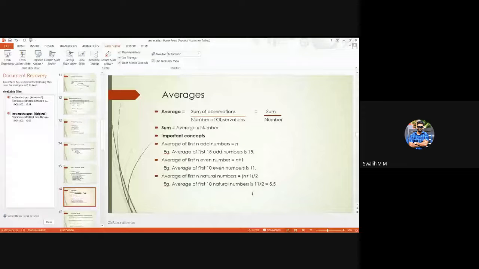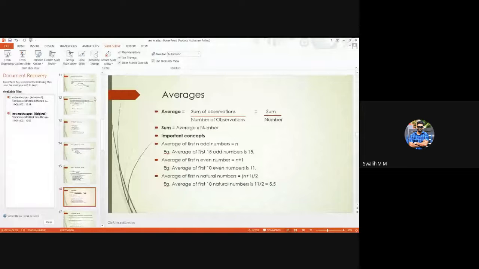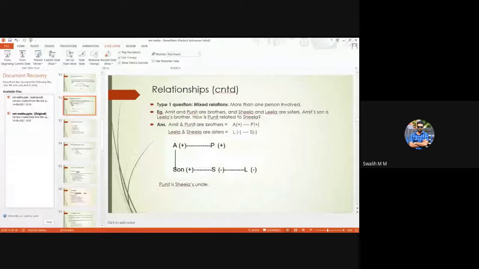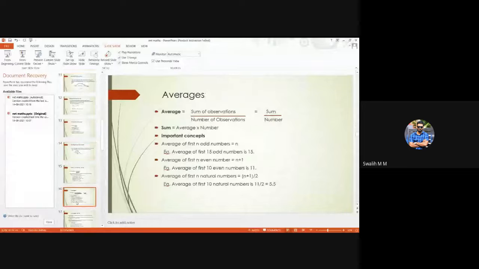Next is averages. See, we used average here. So I'm connecting the same thing here as well. Next, the questions we learned here, the relationship of time and distance and all, were reasoning questions. This is maths, direct maths. Averages are maths aptitude questions.